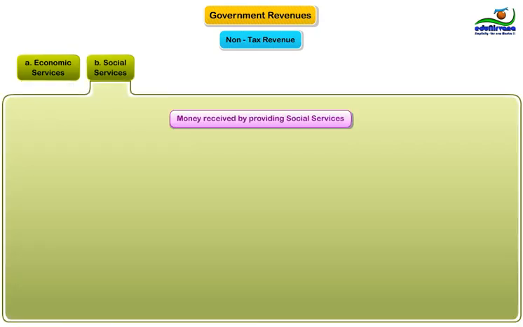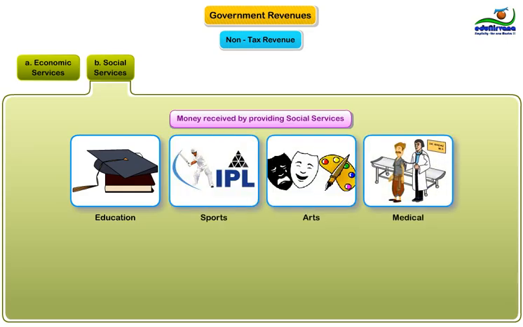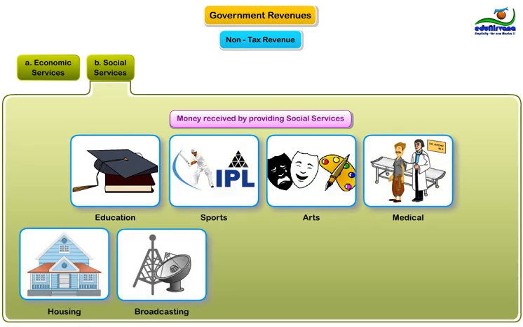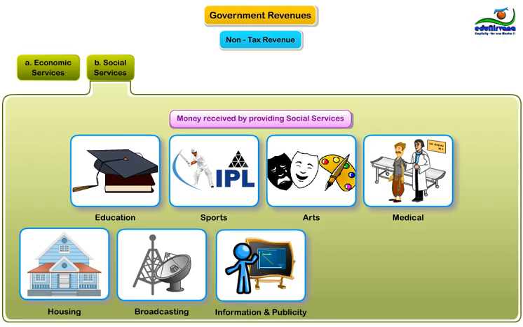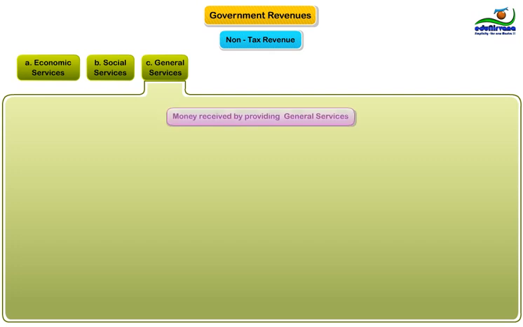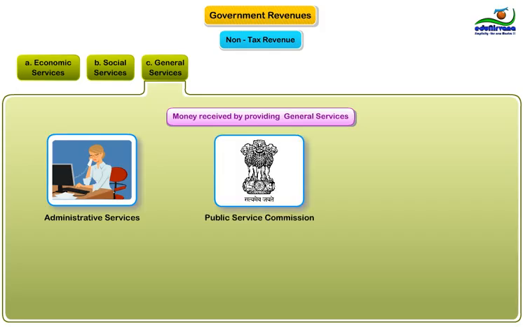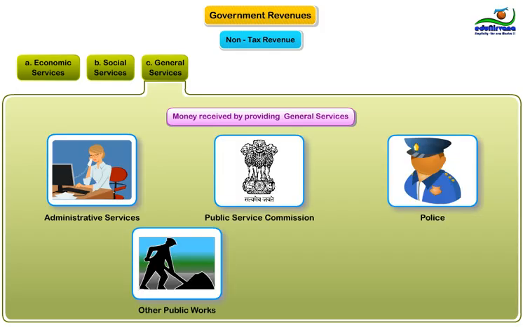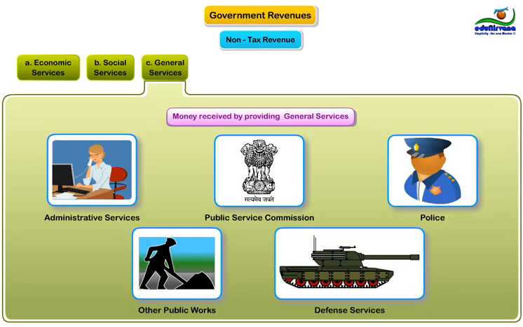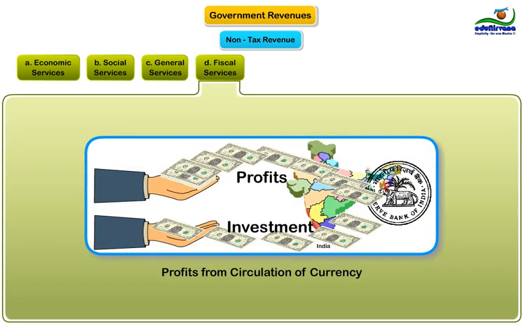B. Money received by providing social services such as education, sports, arts, medical, housing, broadcasting, information and publicity, social security, and welfare. C. Money received by providing general services such as administrative services, public service commission, police, other public works, defense services. D. Fiscal services, profits from circulation of currency.